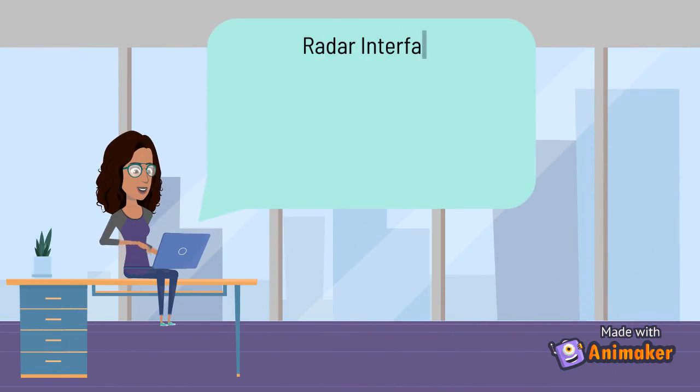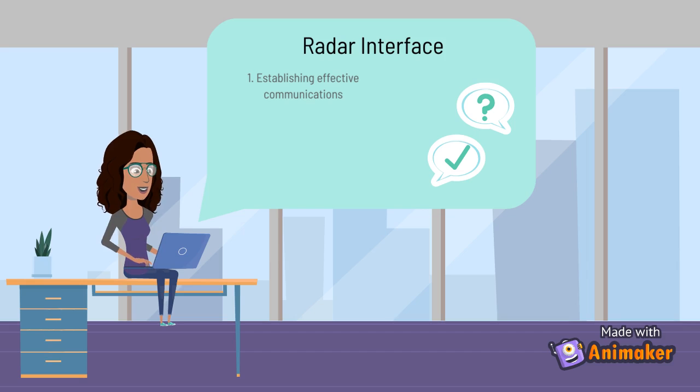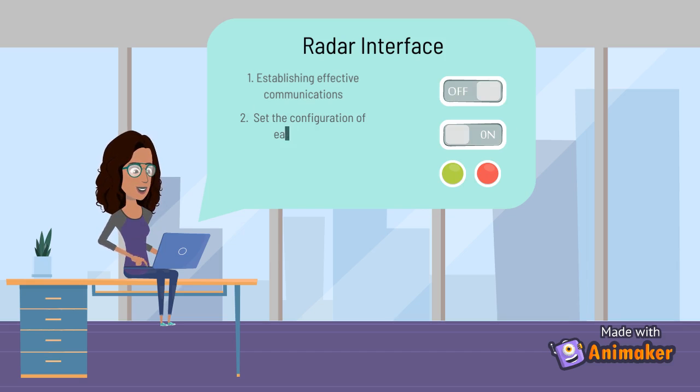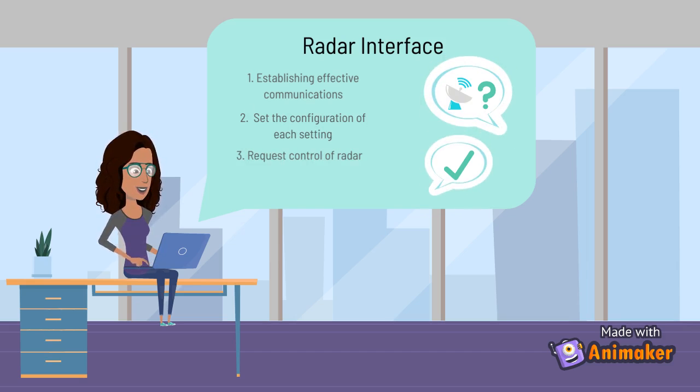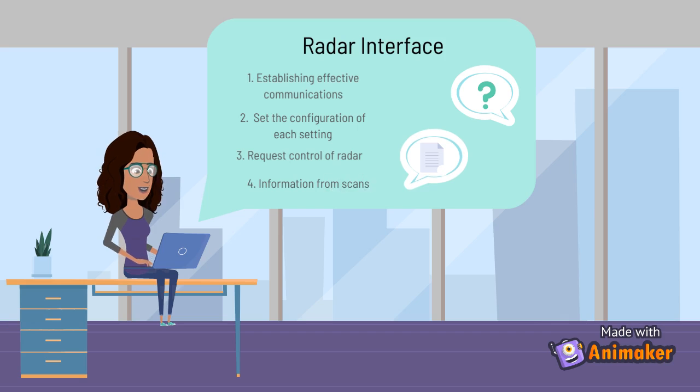The next step was creating a radar interface to talk to the emulator. There was a very specific format our messages had to follow, and this was found in the API guide. First, we established that communications worked, and then we set the configuration of each setting. After that, our code asked for command of the radar, and then for information from the scans.